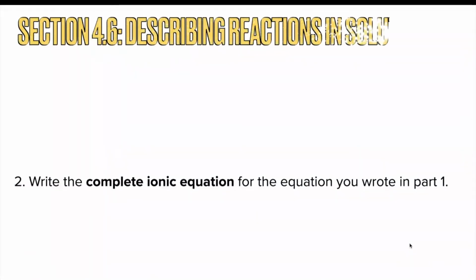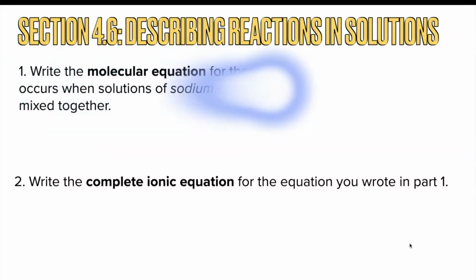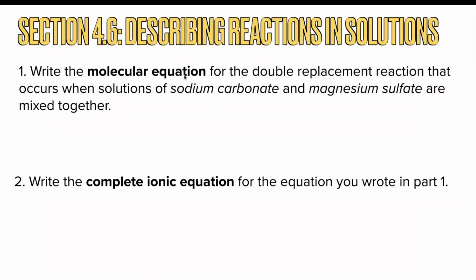All right. Section 4.6, describing reactions in solutions. It says, write the molecular equation for the double displacement or replacement reaction that occurs when a solution of sodium carbonate and magnesium sulfate are mixed together. So a molecular equation is what you were used to writing in your chemistry classes. So I need to know how to write sodium carbonate. So hopefully you remember that carbonate is CO3 2 minus and sodium is an Na plus. So that means the way I would write it is Na2CO3.